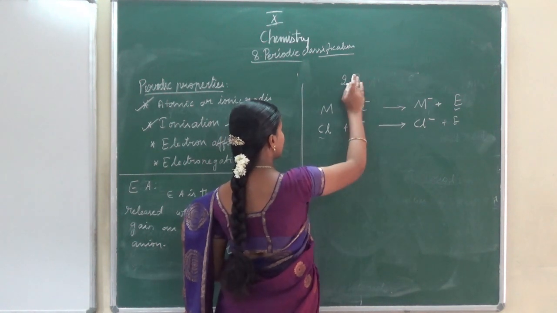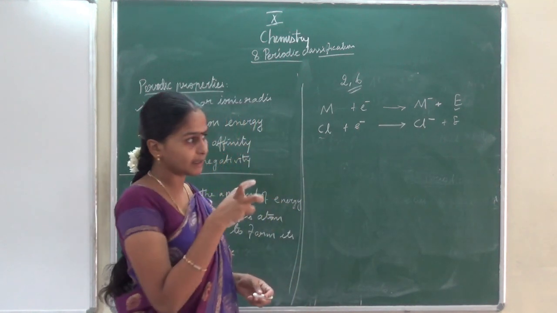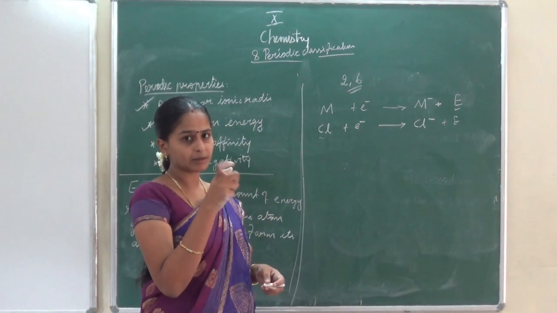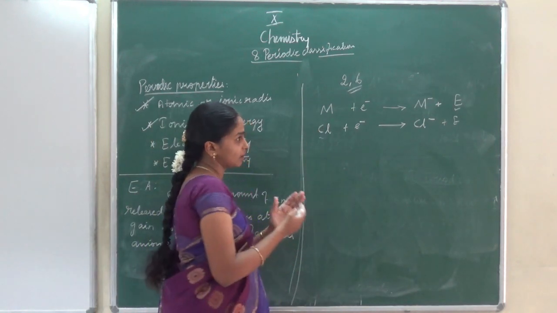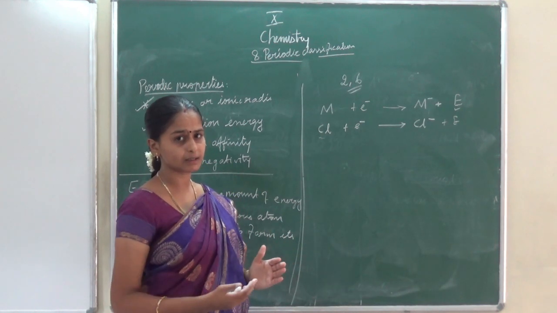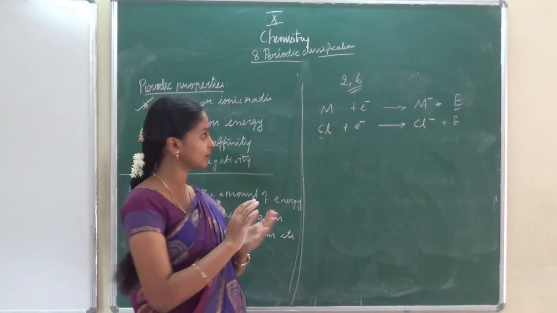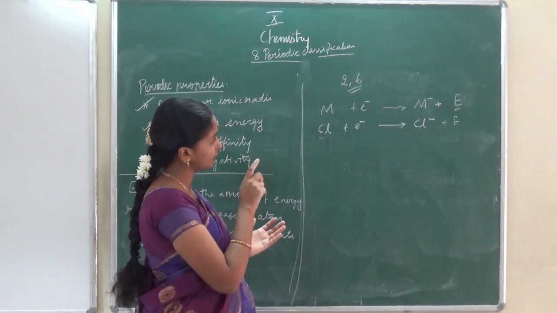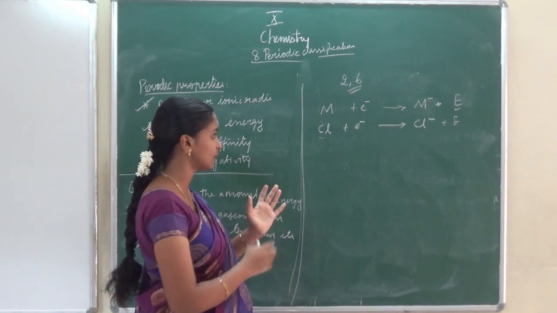2, 8. Now the outer shell should have 8 electrons. The s and p orbitals should be filled there. So all these helium, neon, argon, krypton, xenon, when we write the electronic configuration, they have the complete octet rule. It will have a complete 8 or 2 electronic configuration there. The noble gas configuration. So they want to attain it.